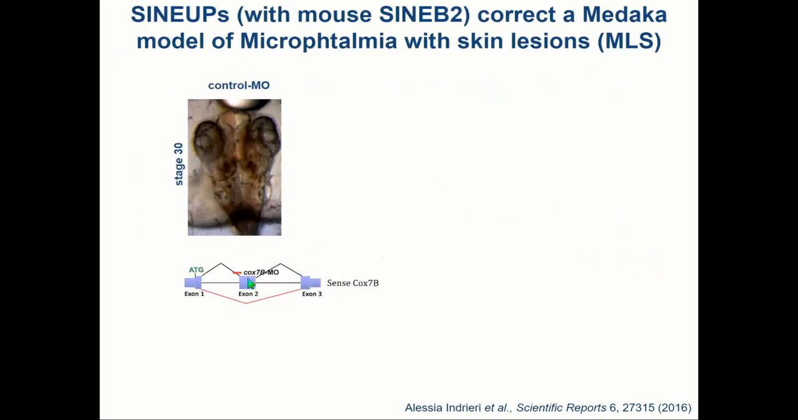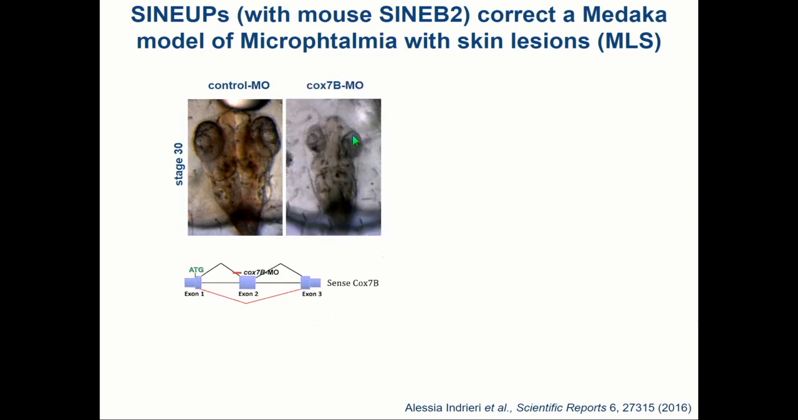So they put a morpholino to inhibit splicing, leaving about 30% of wild-type RNAs, and about 70% of RNA bypasses the exon 2. So causing a non-functional protein and actually a very strong phenotype. A collaborator of mine designed a SINEUP, having this antisense region and our SINE B2 element.